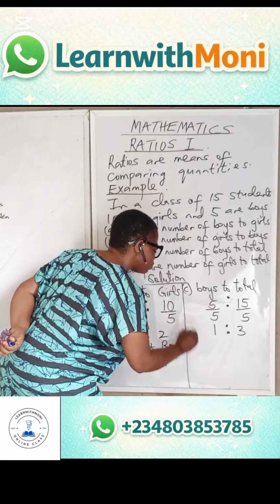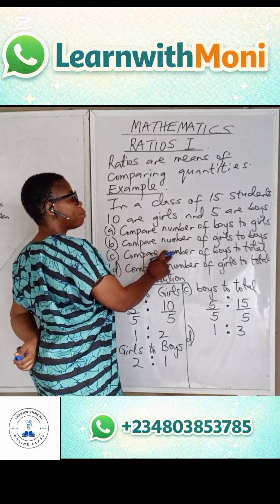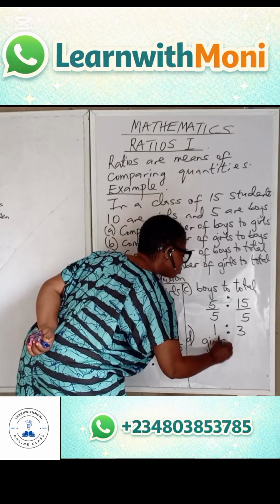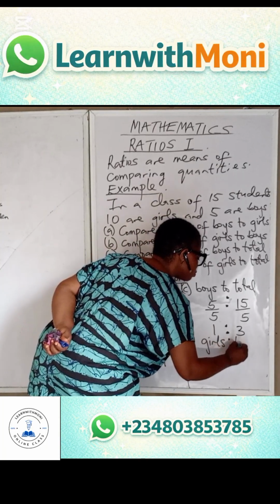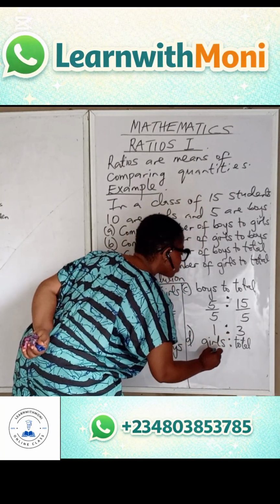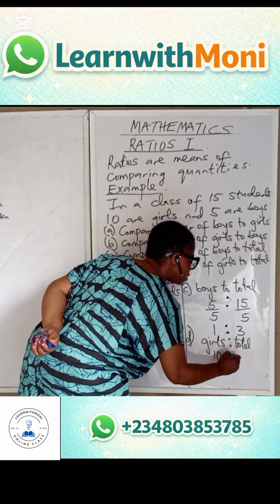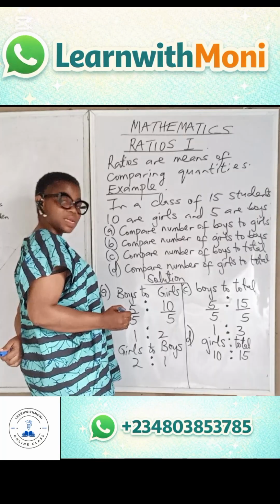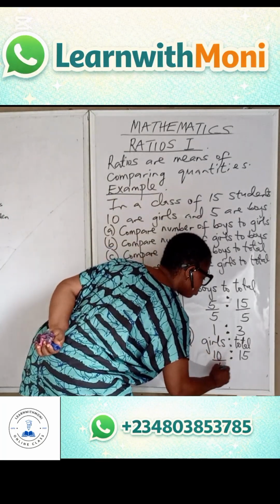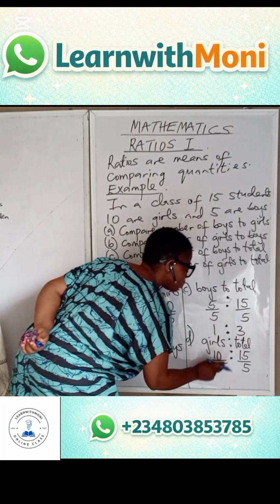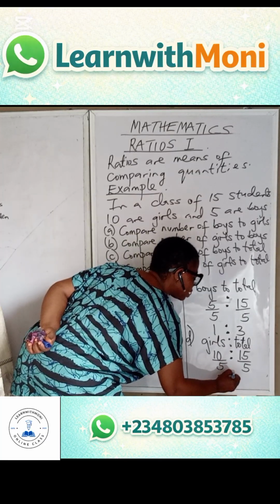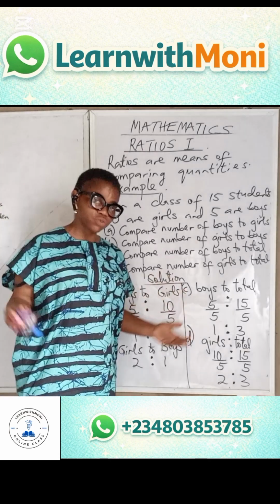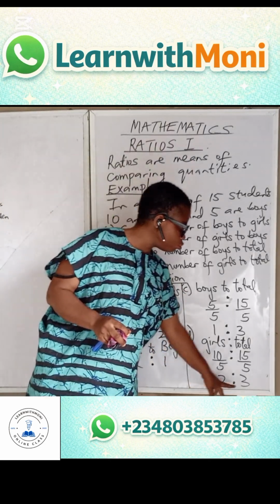Let's do a similar thing for girls. For question D, comparing the number of girls to the total. Number of girls to the total. Number of girls is 10 and the total is 15. Divided by the highest common factor of 10 and 15, which is 5. So 10 divided by 5 is 2. 15 divided by 5 is 3. That means the ratio of girls to the total number of students in the class is ratio 2 to 3.